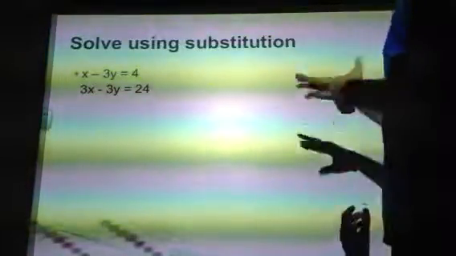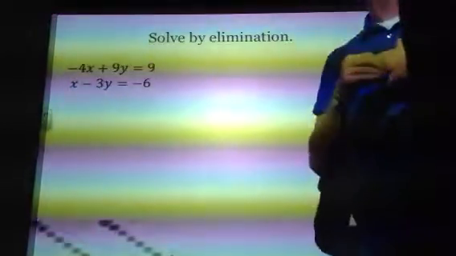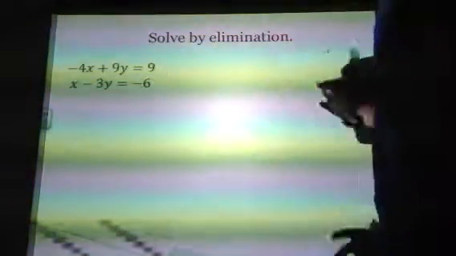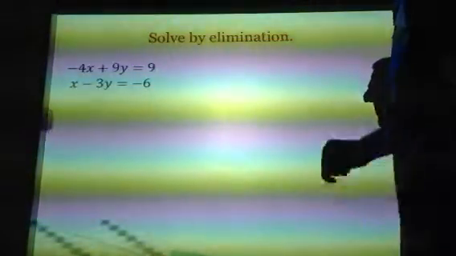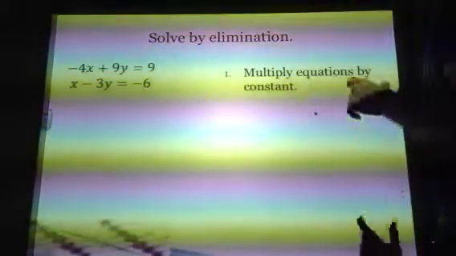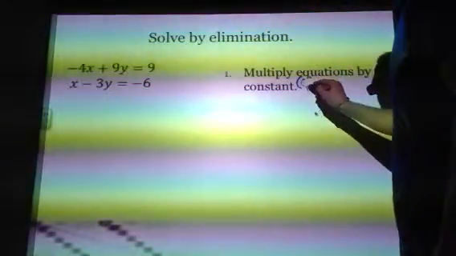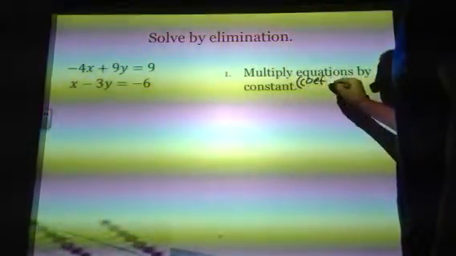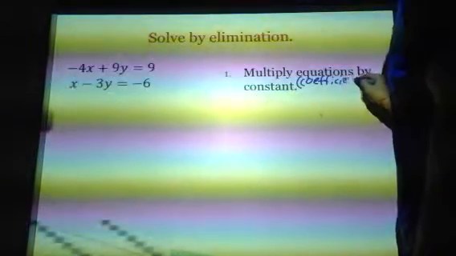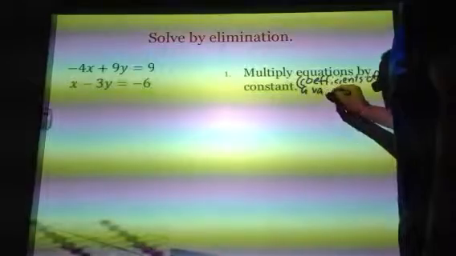Now, when we're using substitution or elimination here, it's the x and y coordinates that we can plug back in and make those true. All right. So elimination, same thing. 6 steps. Multiply equations by a constant. We want the coefficients of a variable to be opposite.